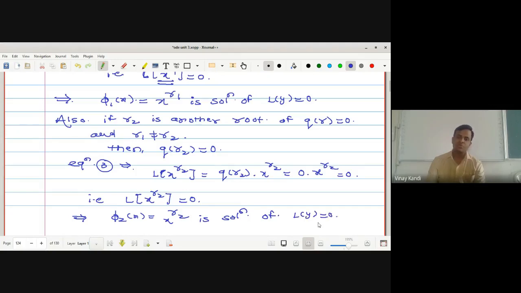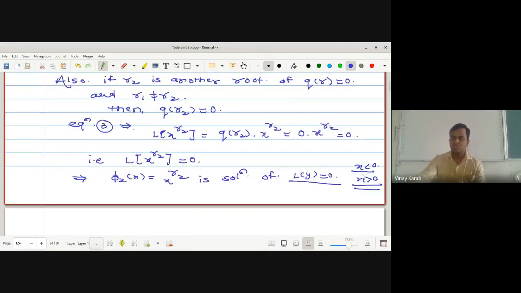Okay, this is for x greater than 0, positive. If we prove it is also true for x less than 0, then combining these two equations we get phi 1 of x is equal to mod x raised to r1. Okay, and phi 2 of x is equal to mod x raised to r2.